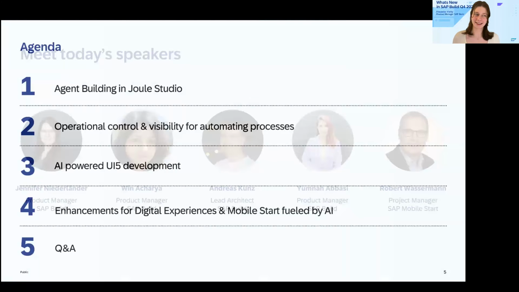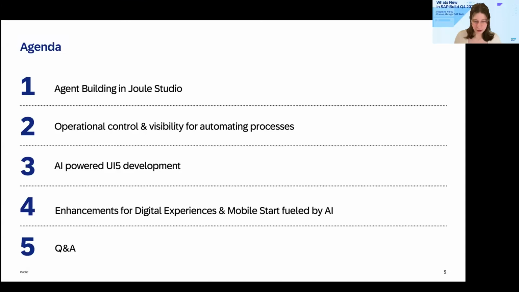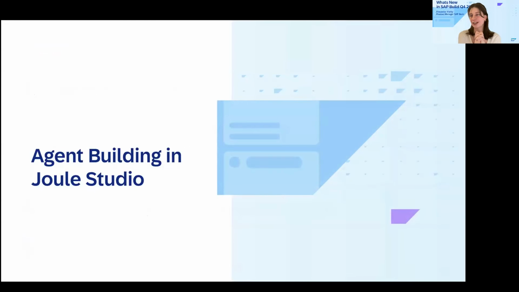So with that, let's take a quick look at what we're going to cover today. We'll start with agent building in Joule Studio. Then we'll move on to operational control and visibility for automating processes, followed by our AI-powered UI5 development section. And after that, we'll walk you through enhancements for digital experiences and Mobile Start, which are fueled by AI. And then we'll wrap it up with a Q&A at the end so that you can bring in your own questions.